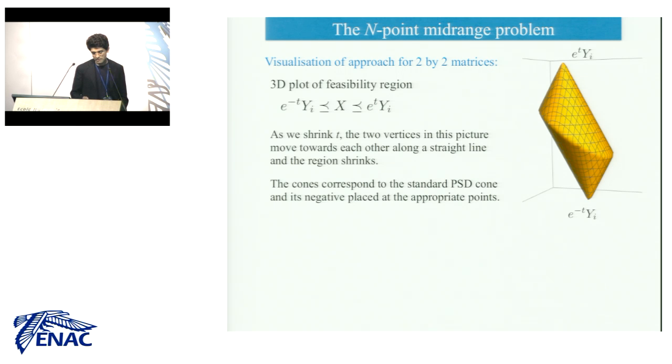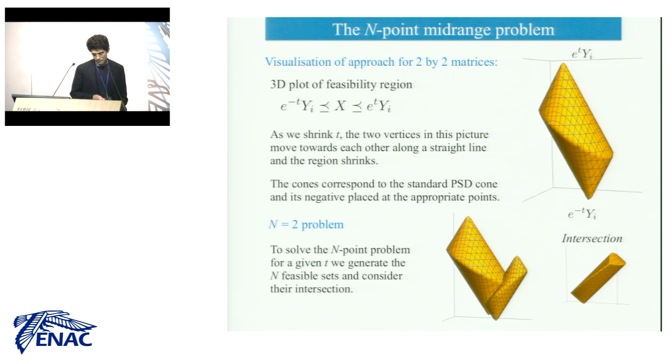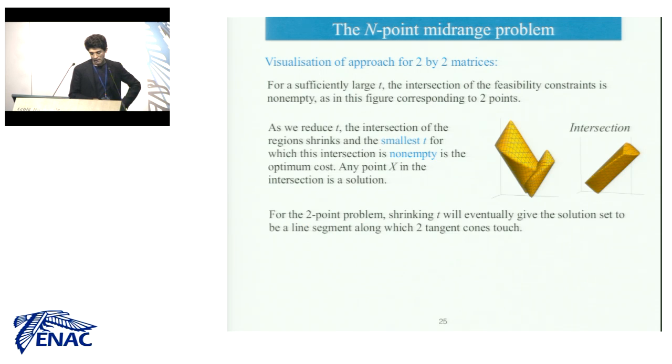And so what we want to do is, first of all, as we shrink t, these two vertices move closer together and the region shrinks along a straight line to nothing. So if we look at the n is 2 problem, for instance, you have 2 of these regions and you keep shrinking t until there is no intersection. Eventually you find that for an appropriate choice of t, these 2 regions touch on a line segment. And any point on that line segment will be a mid-range, and you get the right t. So the n is 2 problem has this nice interpretation.